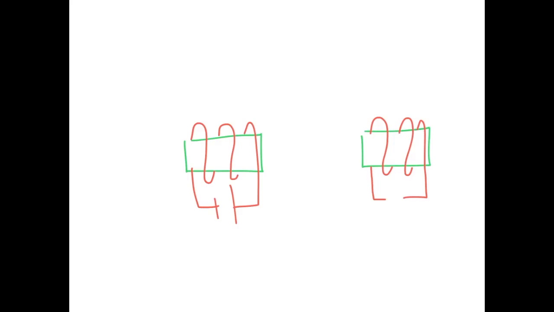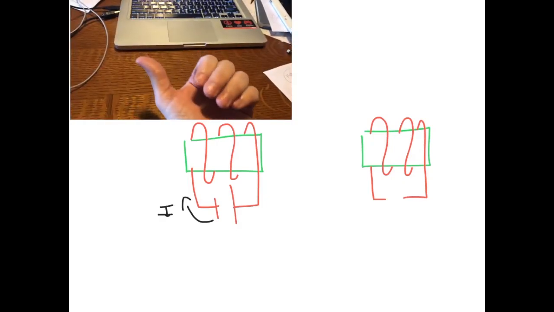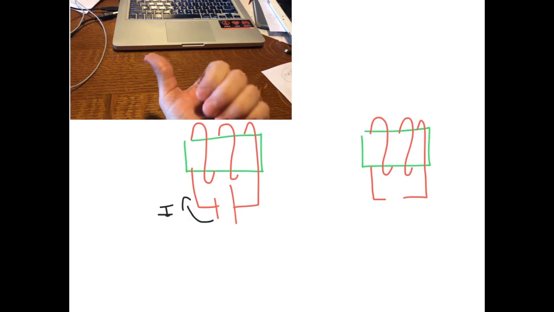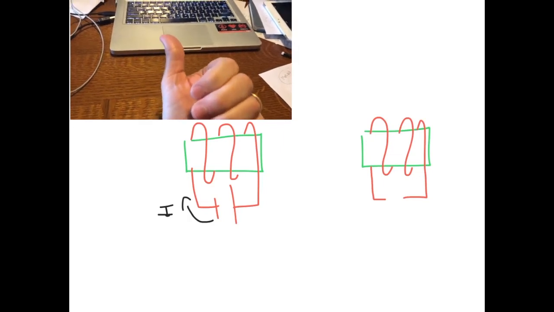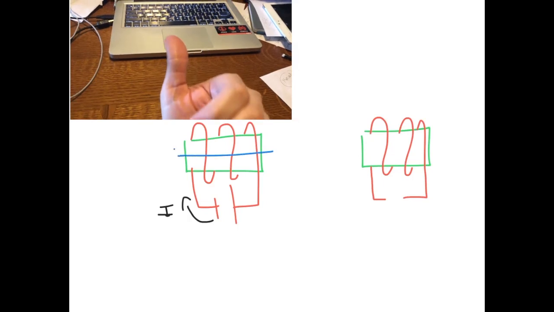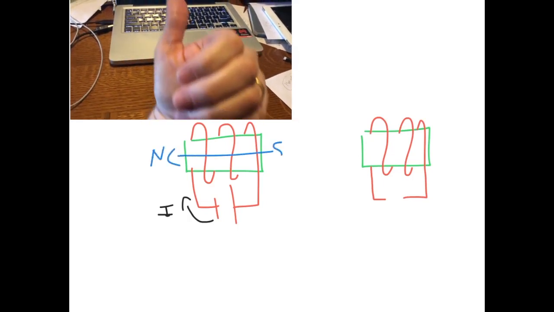So because of how the battery is attached, I know the current is going to go this way. And now I can use my right hand rule to figure out that since the wire is bending behind and the current's going this way, the magnetic field here is like this. So that means this is the north side of the solenoid and this is the south side of the solenoid.